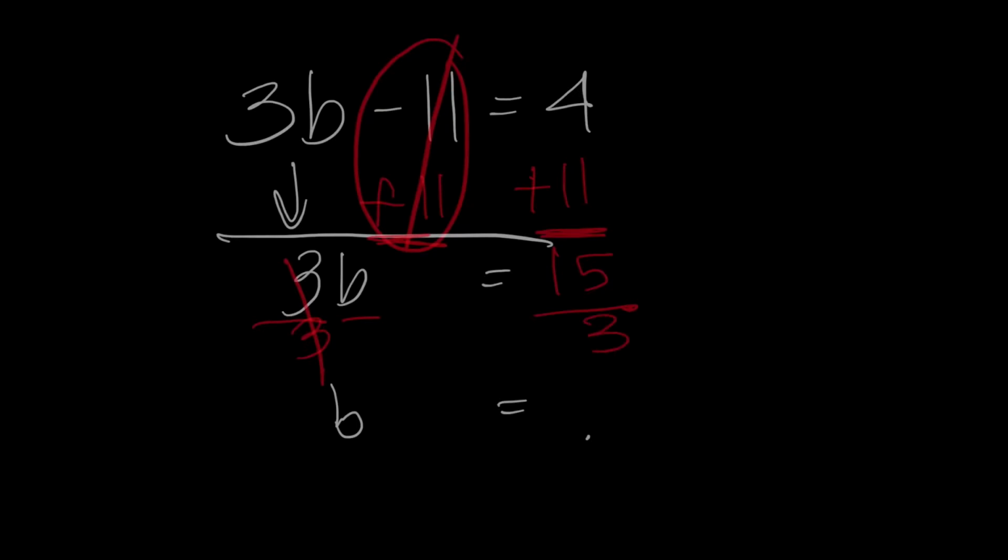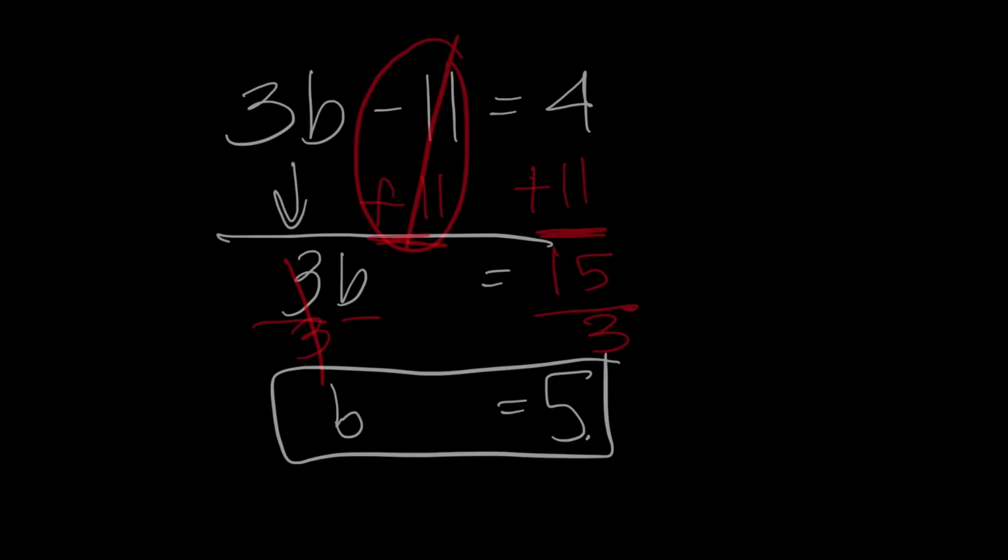We do the same thing to the other side. 15 divided by 3 is 5. And there's our answer.